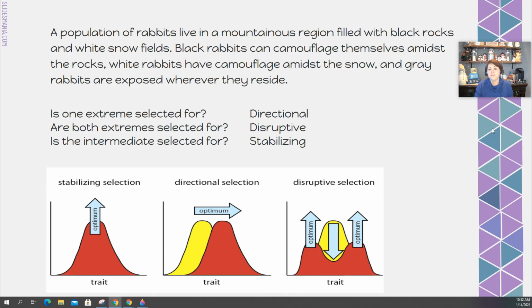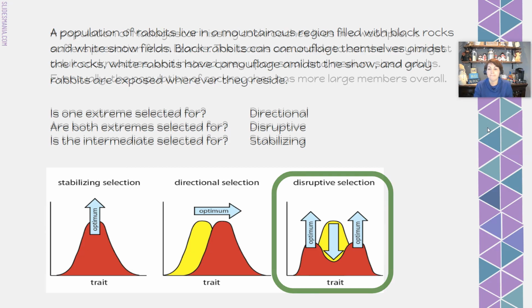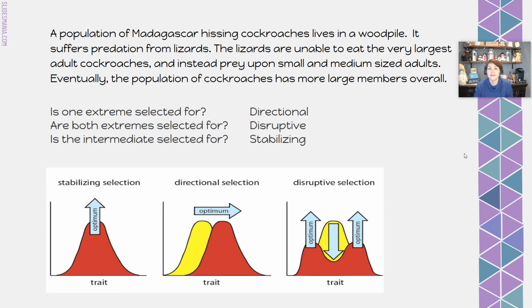Go ahead and try this one. In this one, if you selected disruptive, you were correct because either having the one extreme, the white color, or the other extreme, the black color, was selected for. That was good. Those went up. But having the average color made you die, so it went down. So disruptive selection. Next example.